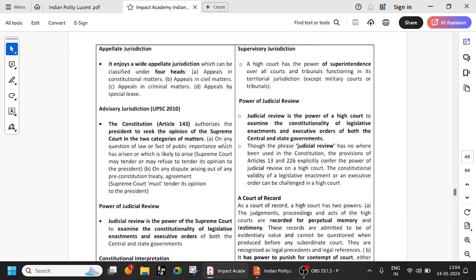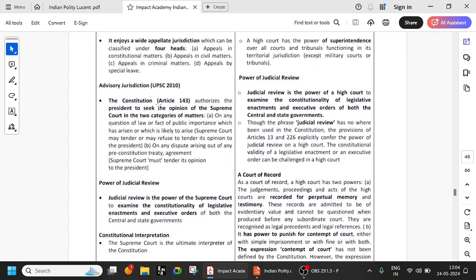If you are talking about the advisory jurisdiction of the Supreme Court, we have already seen Article 123, right? It authorizes the President to seek the opinion of the Supreme Court on two matters, majorly on any question of law or fact of public importance which has arisen or which is likely to arise. Supreme Court may tender or may refuse to tender its opinion also. So all these are very important. Questions can be asked.